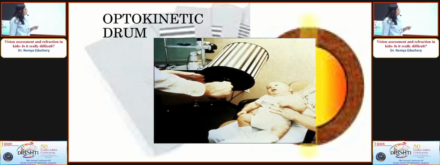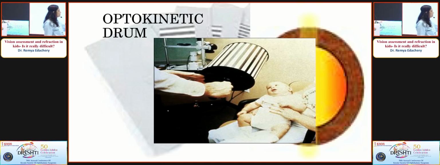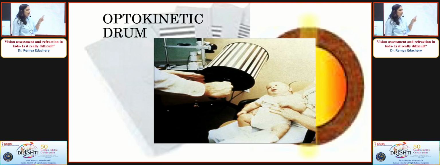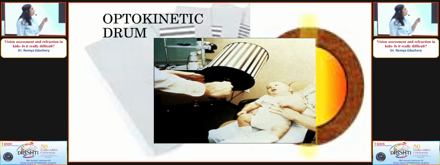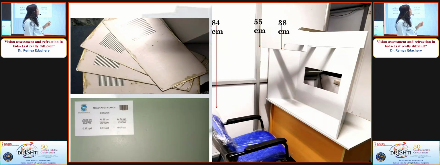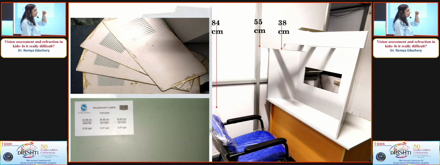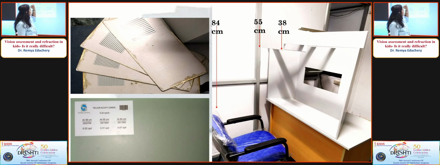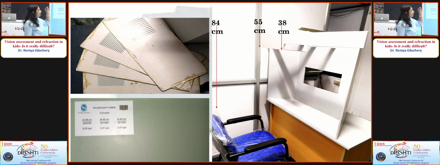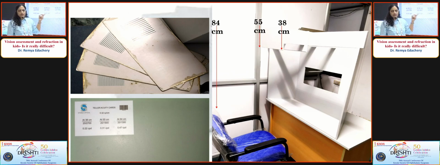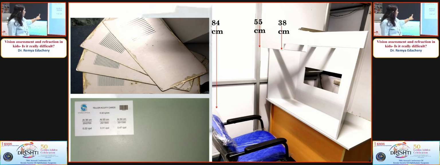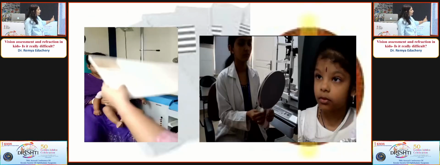Coming to the optokinetic drum, this is a drum with dark and white stripes, and you rotate it. Then the child will have a physiological nystagmus with a fast phase and a slow phase. Depending upon the gratings, by reducing the grating size, you can estimate the visual acuity. These are the Teller acuity cards. They consist of dark and white stripes on one side and a homogeneous gray area on the other side with a central peephole. The examiner looks through the peephole and watches the eye movements of the child. It is done at 38, 55 and 84 centimeters, and the visual acuity is written on the back side of the card.